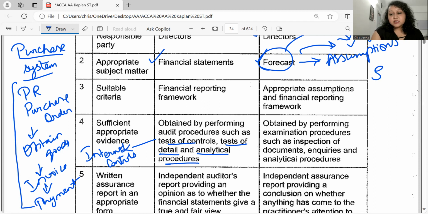Next, the term you have to understand is substantive procedures. Substantive procedures we also carry out in order to obtain audit evidence. This is going to be directly to detect any material misstatements.